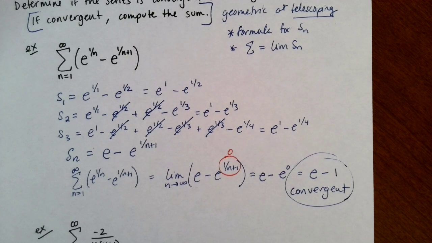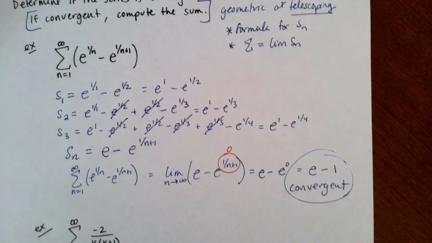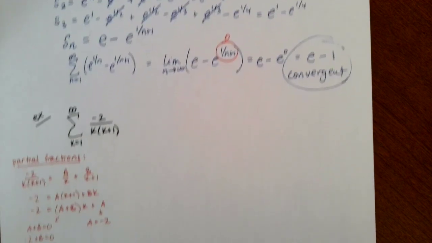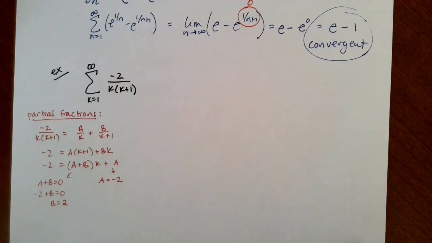All right, so that process should hold us every time, although the actual formula you get for Sn, of course, will change series to series. Let's look at a second example that has something a little extra going on in it.